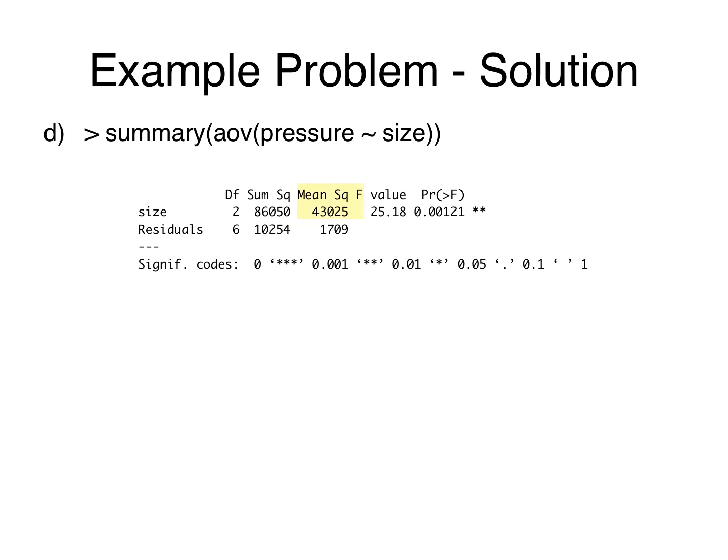So our mean squared between, or between group variation, of 43,025 divided by our mean squared within, or within group variation, of 1709 gives us an F value of 25.18 with an associated p-value of 0.0012. The next question was, do you reject or fail to reject the null hypothesis?